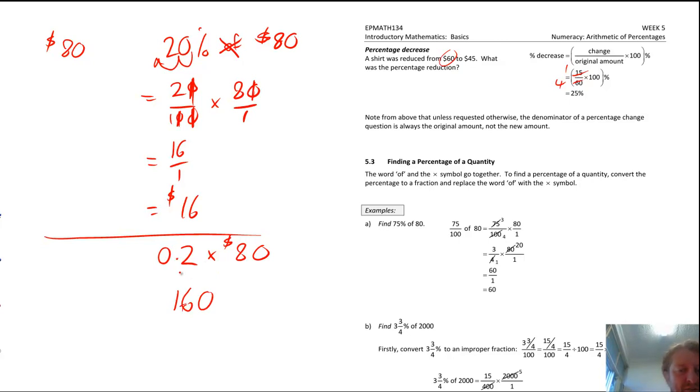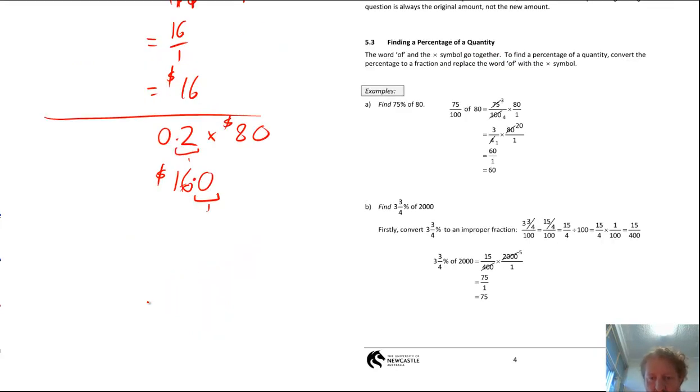But how many decimal places are in the question? There was 1. So there'll be 1 in the answer. So the answer is $16. So you can do it with decimals or fractions. It's whatever you want.